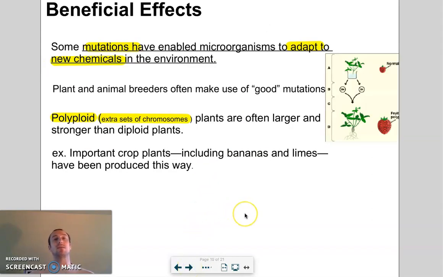And then finally, there are some beneficial effects to mutations. Some mutations have allowed organisms to grow more robust. Strawberries, for instance, are now polyploid. Breeders sometimes look to push mutations into plants to look for new traits. And so mutations are not always a bad thing. In fact, they can lead to good things.